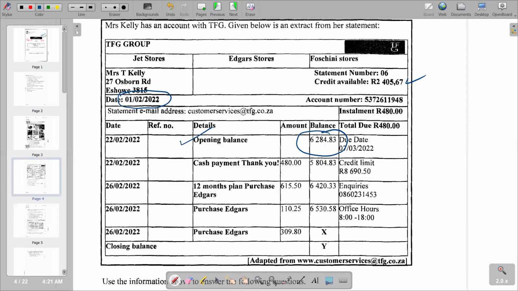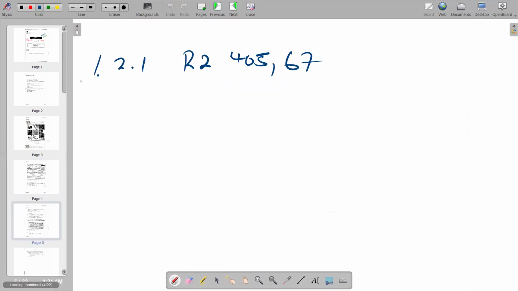So basically, credit limit, we are saying the credit available plus the balance on the date of the credit available, of which we are saying the date of the credit available is the one that you are given at the beginning in the statement. It should correspond with the balance that you are going to add to your credit balance. So basically, 2,405 rands 67 cents plus 6,284 rands 83 cents. Then you get your credit limit.